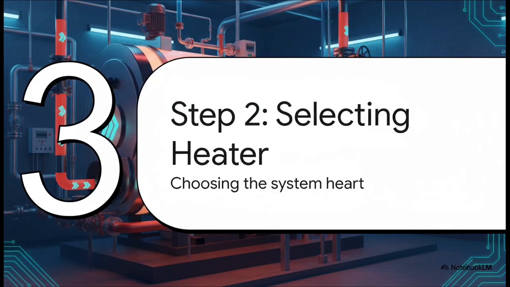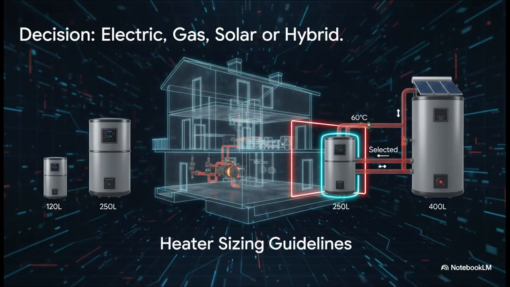Awesome. Now that we know exactly how much hot water we need, we can choose the heart of our system, the water heater. And because we did our homework on the demand, we can pick one with confidence, knowing it's a perfect match. First, you gotta decide on the type. Are we going electric, gas, solar? That depends on things like what utilities are available.